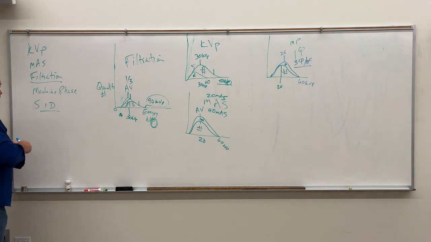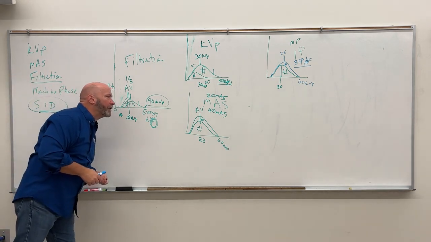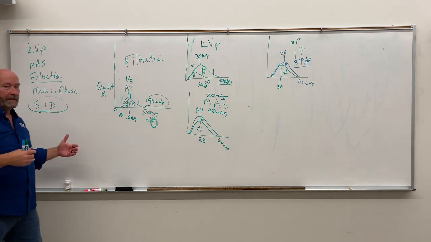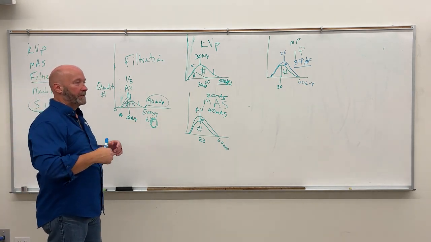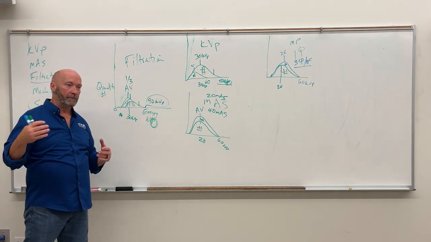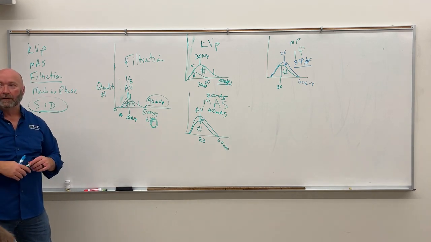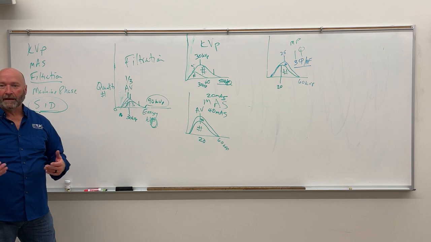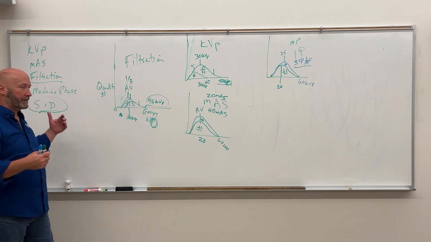Now, SID is something a little bit different. I'm going to tell you all the things to look for on a test on SID. So SID, source to image receptor distance. We've discussed the inverse square law. We've discussed the direct square law, technique compensation for those. So I'm not going to go through the math on all that, but I'm going to tell you what to look for.